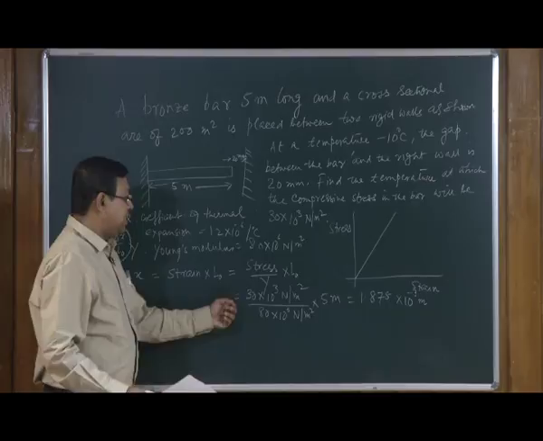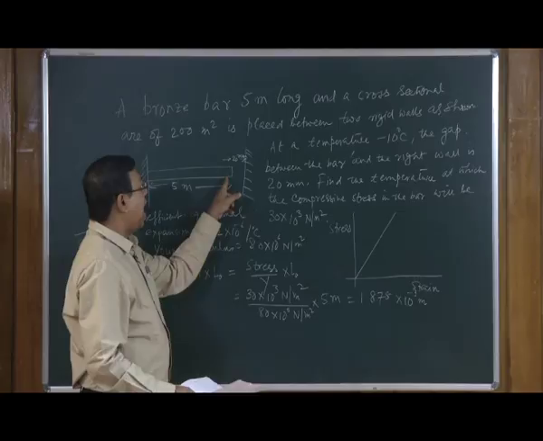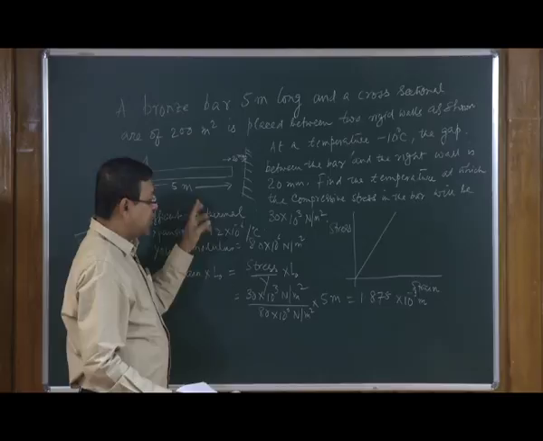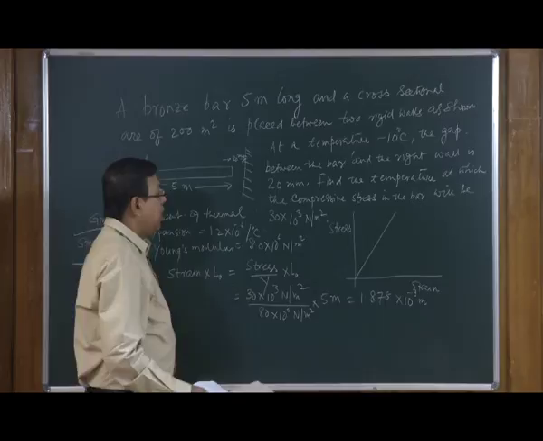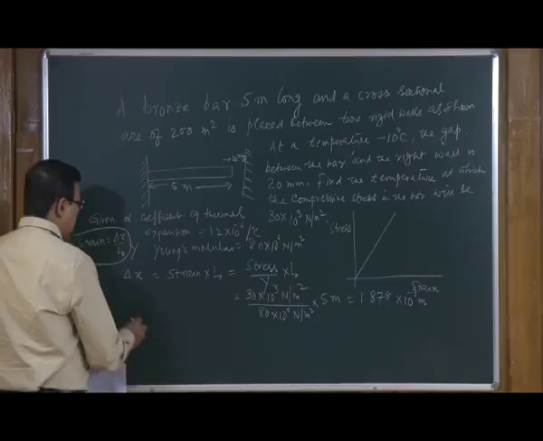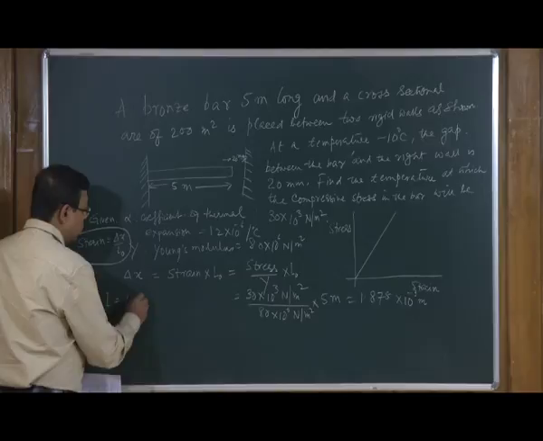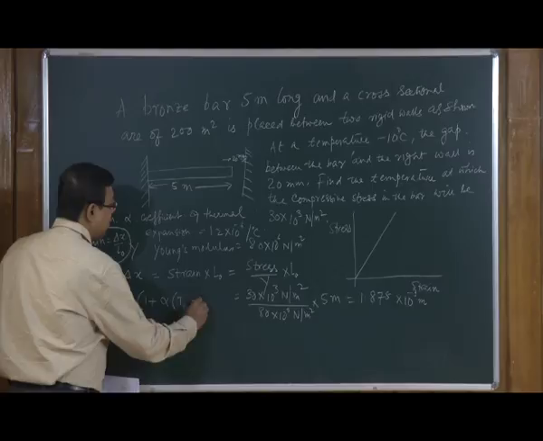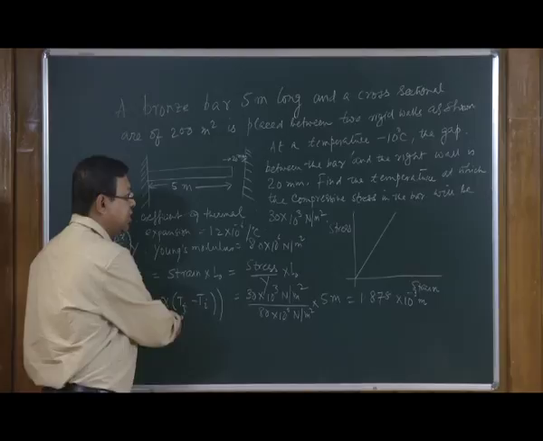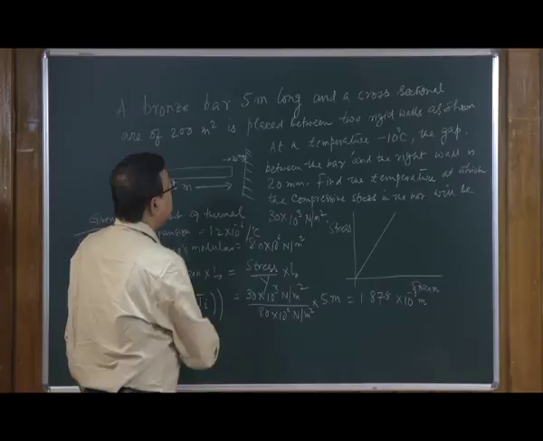Understand that this is the extension which will happen when the rod has expanded by this 20 millimeter, and because of the thermal effects it will try to expand even more, and there will be a compressive stress that will be developed. So, now I can put it into this formula, L equal to L 0 into 1 plus alpha into T f minus T i, where T f is the final temperature which is asked for, and T i is the initial temperature which is equal to minus 10 degree centigrade.